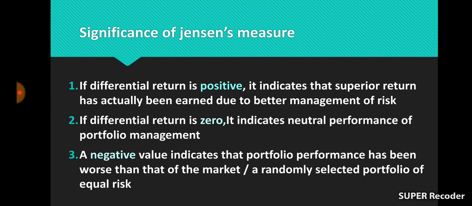The third step is to calculate the difference between this actual return and expected return. Significance of Jensen's measure: if differential return is positive, it indicates that superior return has actually been earned due to better management of risk. If differential return is zero, it indicates neutral performance of portfolio management. A negative value indicates that the portfolio performance has been worse than that of the market. That means the performance of the portfolio management is worse.